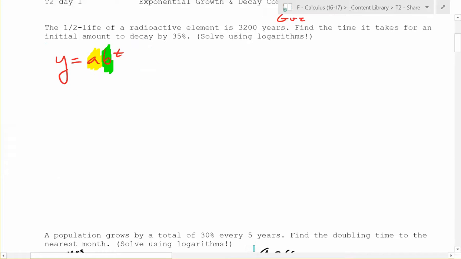The half-life is 3,200 years. Find the time it takes for it to decay by 35%. So we need to figure this out. Y equals A B to the T. So how do we do this here?